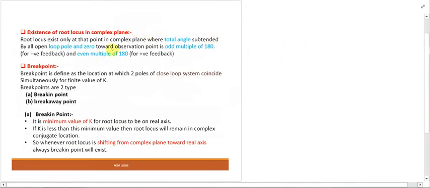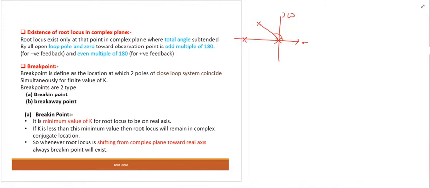Now, existence of root locus in the complex plane. This is very easy. In the previous case we saw the existence of root locus on the real axis, but now there are poles here in the complex plane. To check whether root locus exists at this point or not, we draw a line from this pole, with angle A, and again draw a line from this pole, with angle B. This is the existence of root locus at a point in the complex plane.